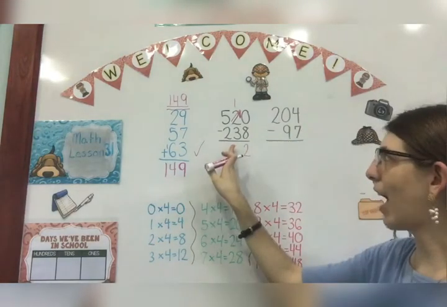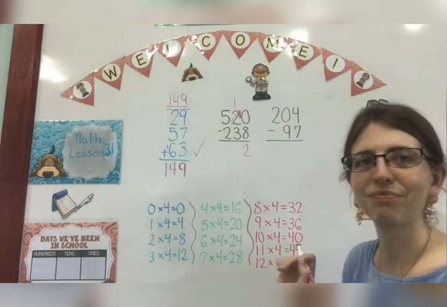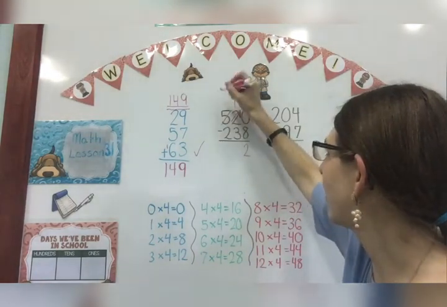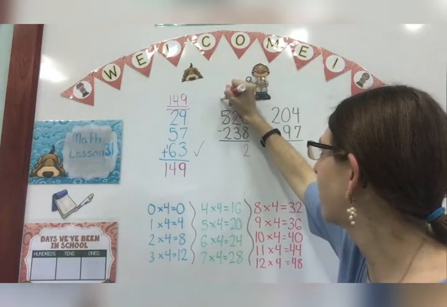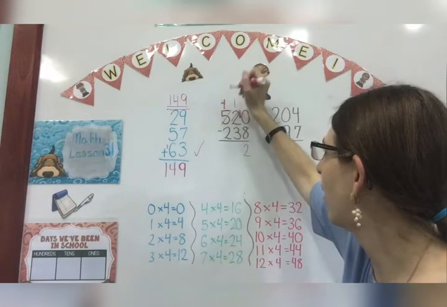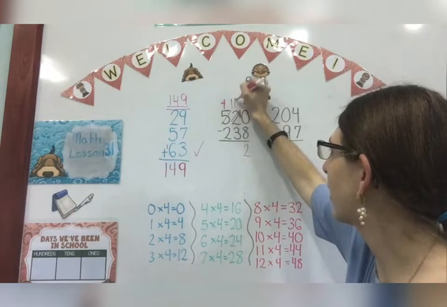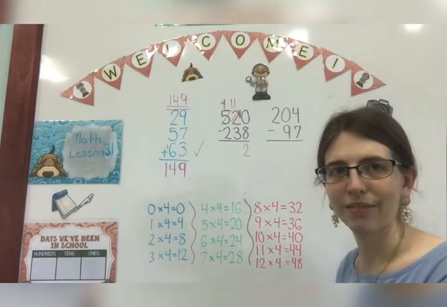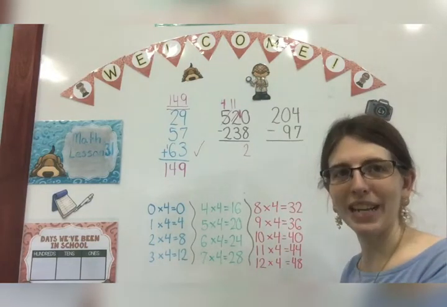Now can I subtract 3 from 1? No, it's still too small. So I have to borrow from my 5, which leaves me with 4, and bring that 1 over here. So now I have 11 minus 3. What is 11 minus 3?